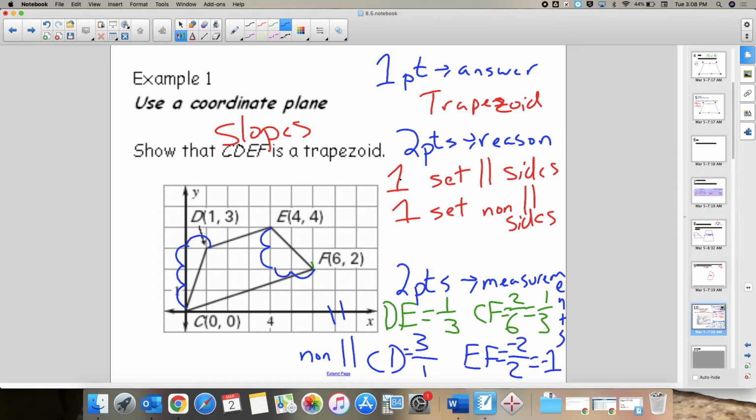Overall, a problem like this on your test will be worth 5 points. It'll say show your shape or tell what shape you have. 1 point for your answer, 2 points for your reasoning, 2 points for the measurements to show that reasoning. We'll have plenty of practice here over the next few days.